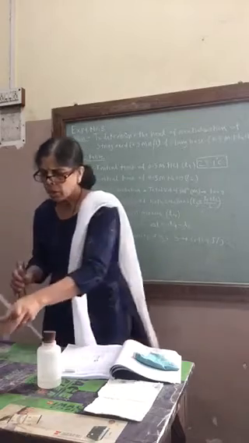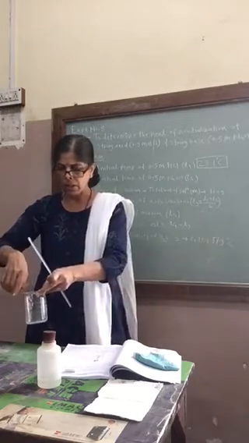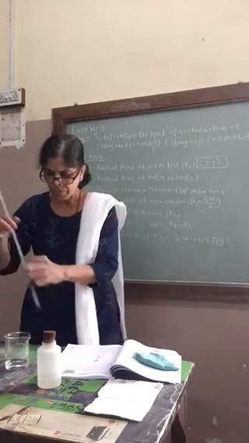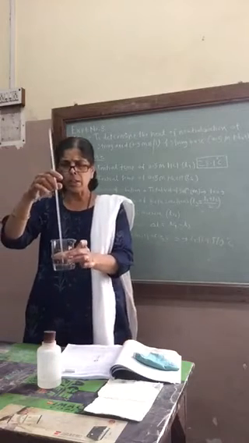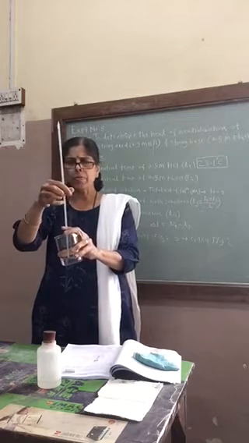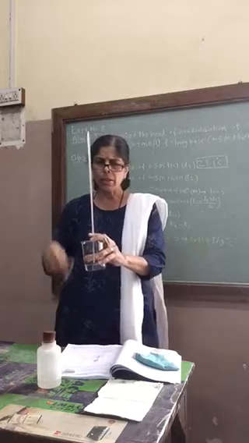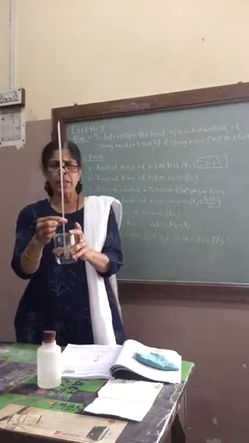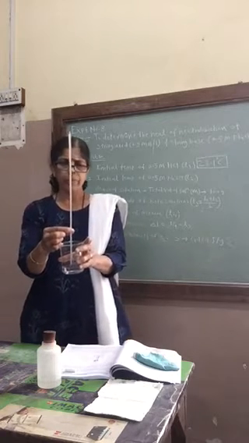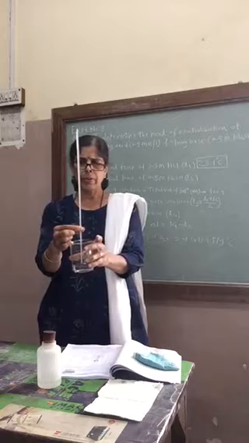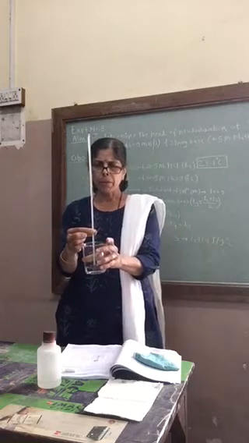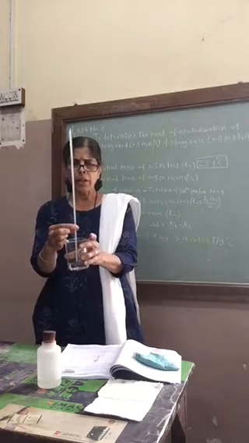Okay, that you are going to transfer in another clean beaker. Now its initial temperature you are going to record. So you are going to insert the thermometer in the beaker and wait for 1 or 2 minutes so that the temperature will remain steady. It is rising a little bit now. Now it is steady, it is not rising.